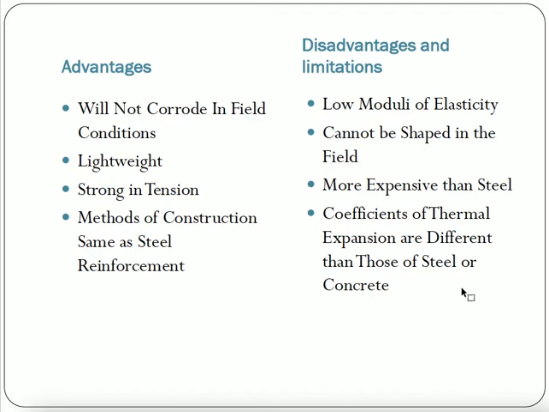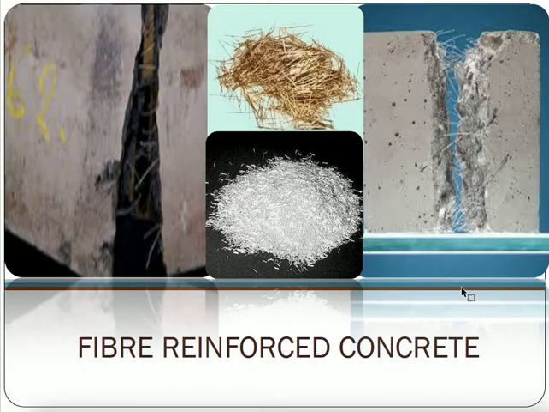whereas it has low moduli of elasticity, so it is quite brittle. So it cannot be shaped in the field, it is more expensive than steel, and also the coefficients of thermal expansion are different from those of steel or concrete. Since we are using a different material, we are going to have certain limitations of this material. Okay, so that is for the fiber reinforced polymer.